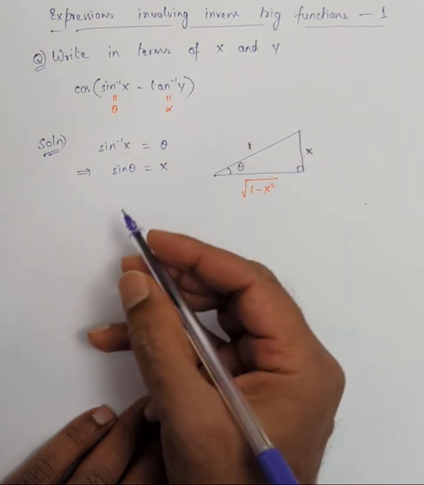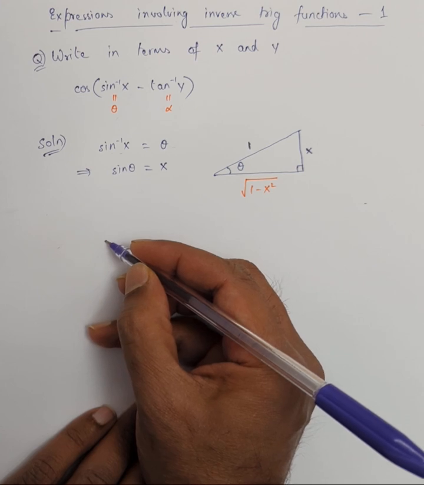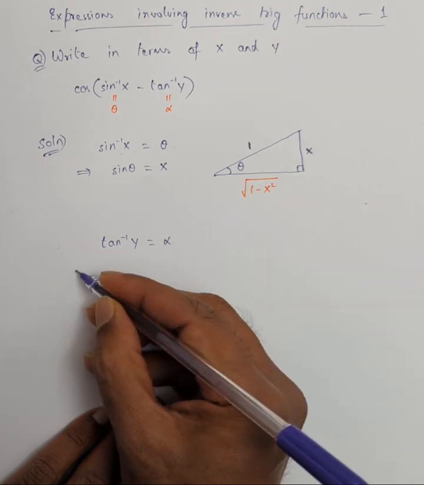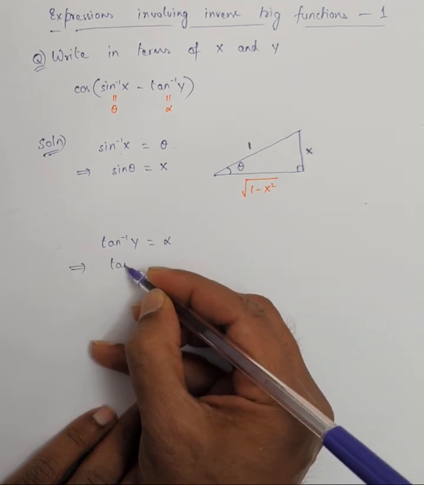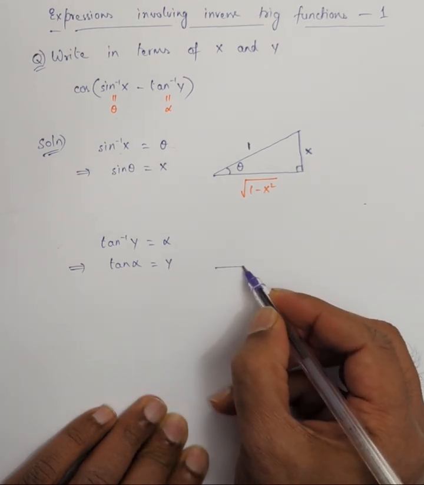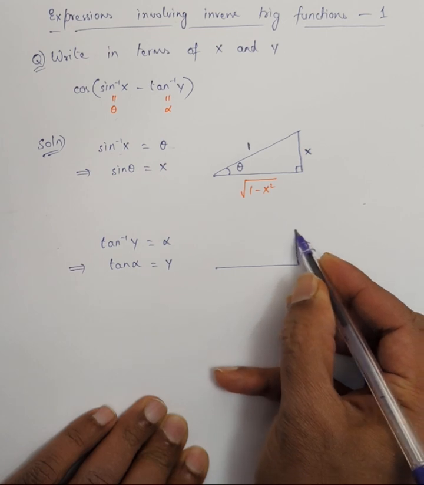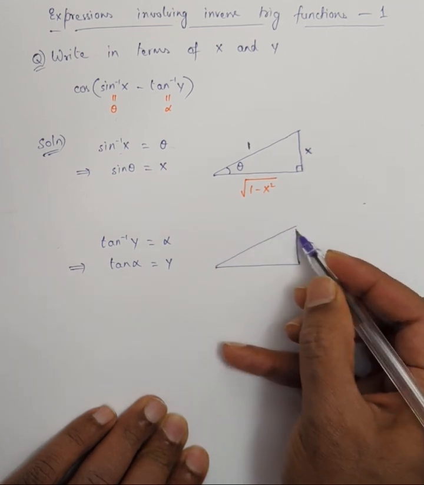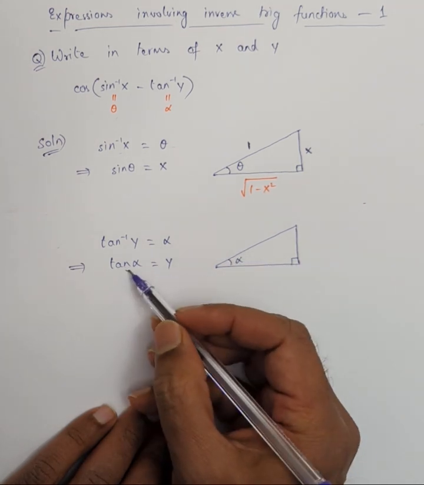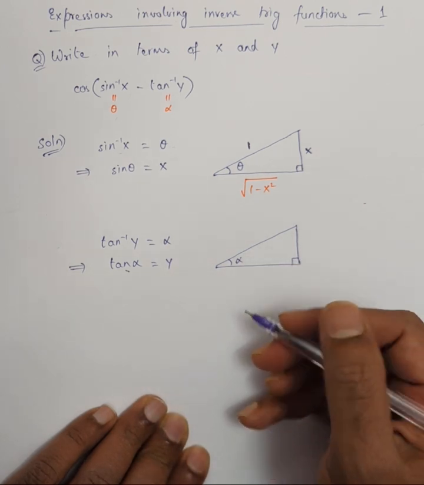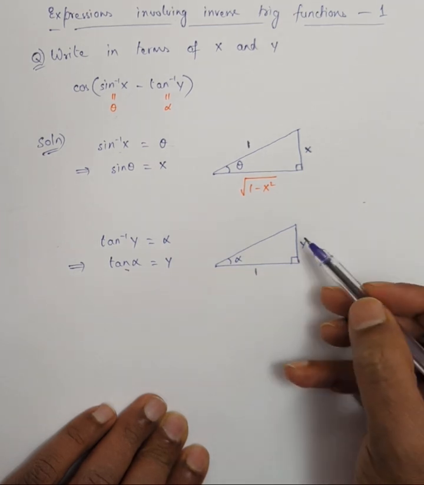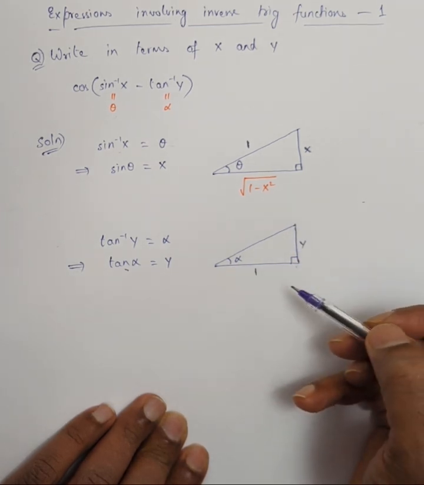Now similarly, we will work on tan inverse y equal to alpha. So tan inverse y equal to alpha means tan alpha is equal to y. So again, we'll draw a picture, a right triangle, and call one of the acute angles alpha. And tan is opposite over adjacent. So y is same as y over 1. So opposite is going to be y and adjacent is going to be 1.